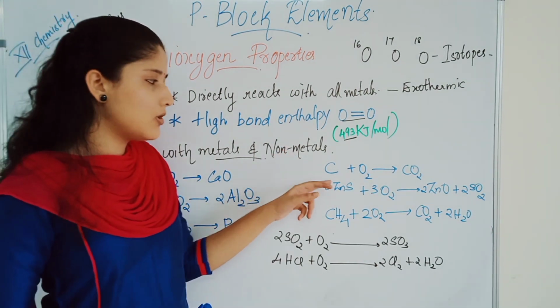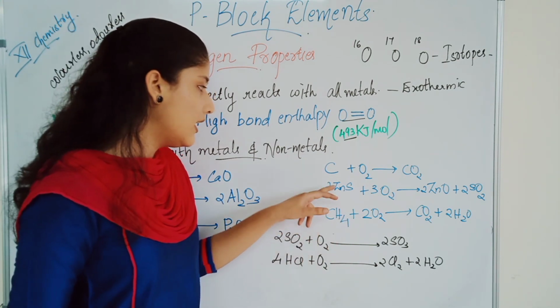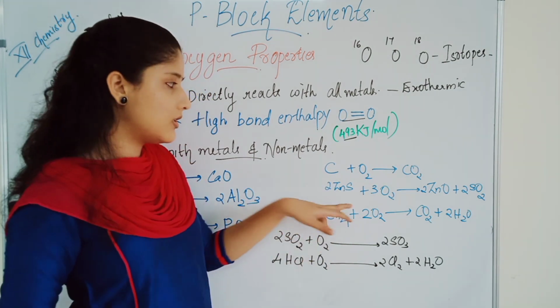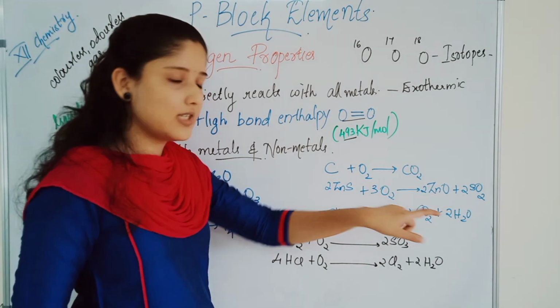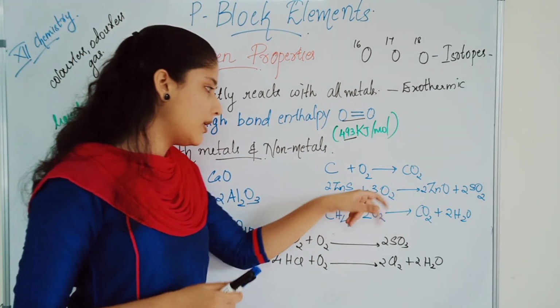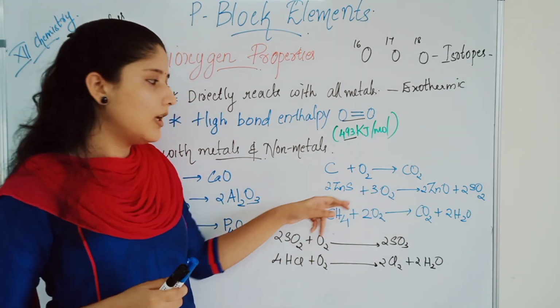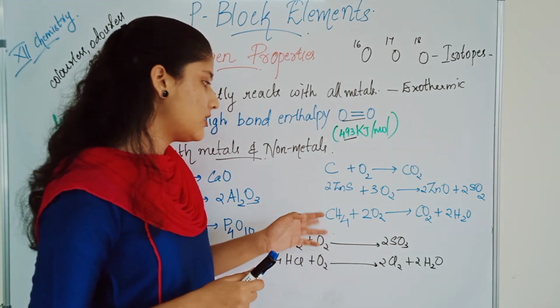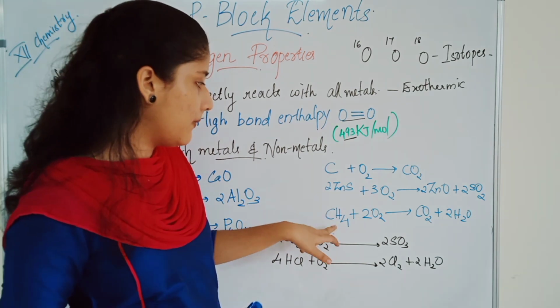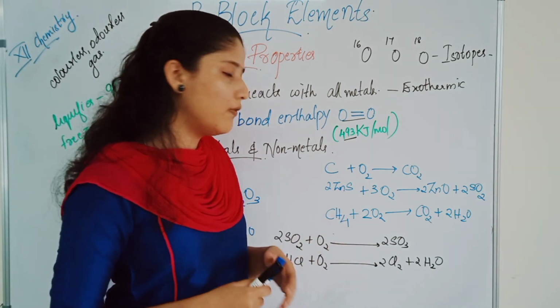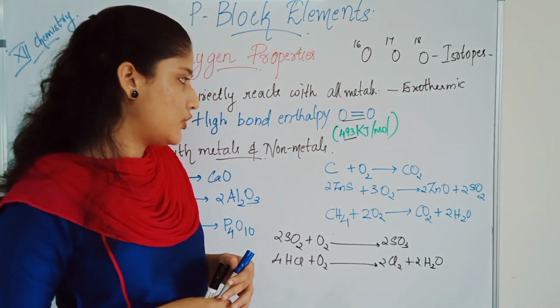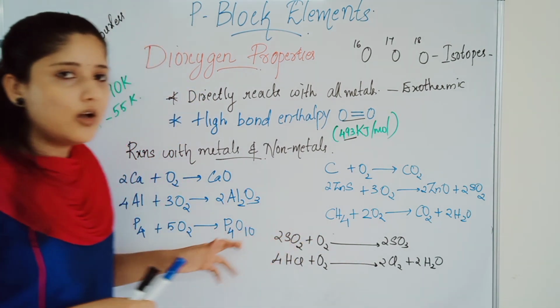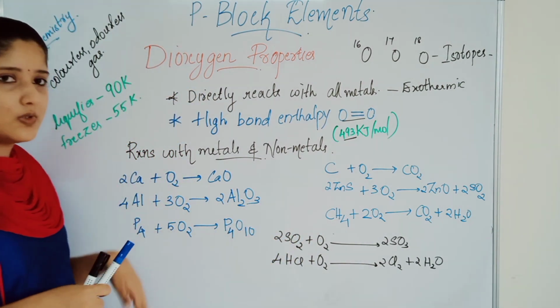Similarly, carbon plus oxygen will give you what? Carbon dioxide. Zinc sulfide plus oxygen will give you zinc oxide. Okay, sulfur will be replaced by oxygen. Zinc sulfide plus oxygen will give you zinc oxide plus SO2. Okay, CH4 plus O2 will give you CO2 plus H2O. These are the reactions of metals and non-metals with oxygen.